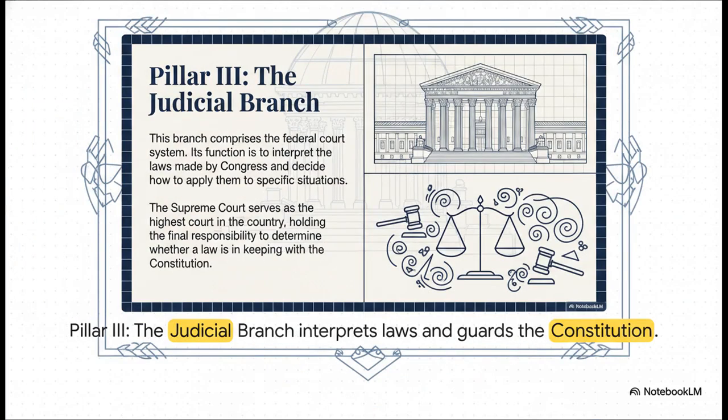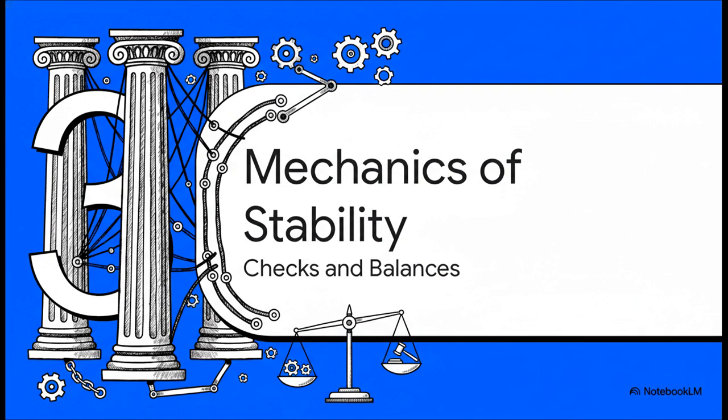And rounding it out is Pillar 3, the judicial branch. This is the whole federal court system, with the Supreme Court sitting at the very top. Their job is absolutely critical. They interpret the laws and make sure that everything, and I mean everything, lines up with the Constitution. They're the ultimate guardians of that foundational document. Okay, so you've got these 3 huge pillars of power.